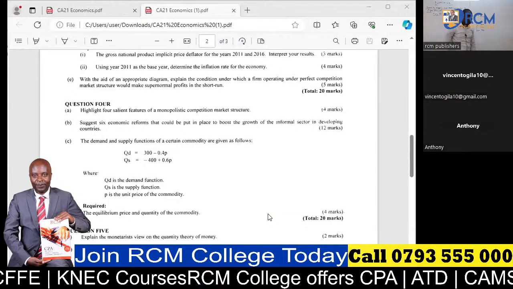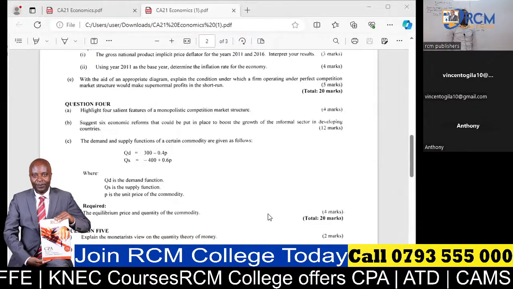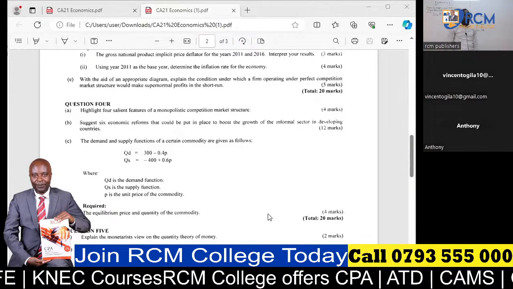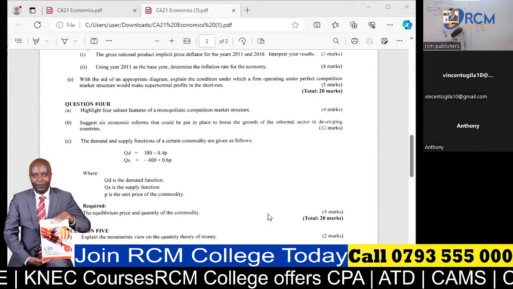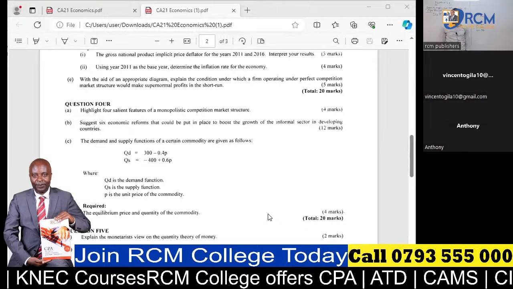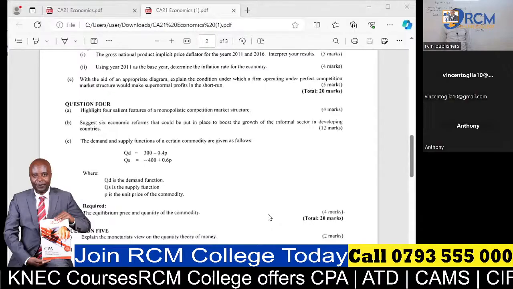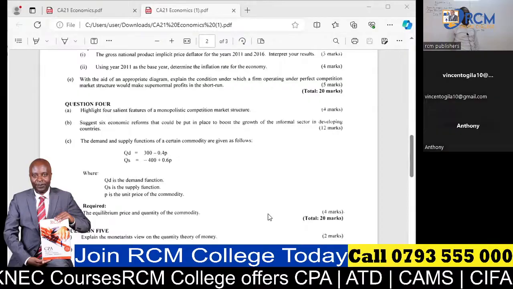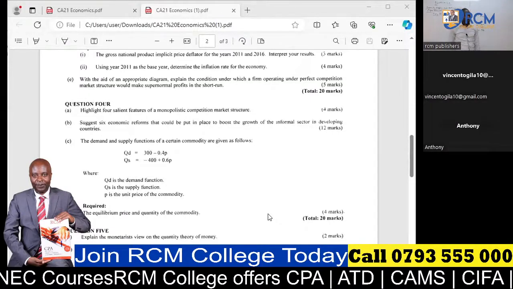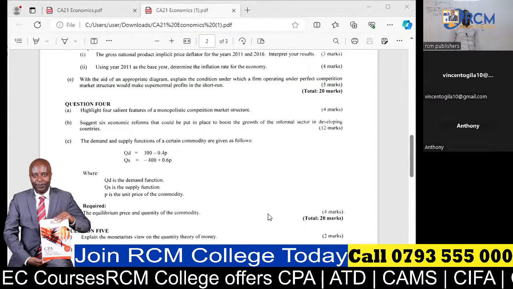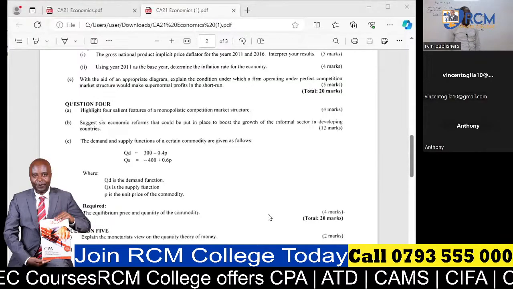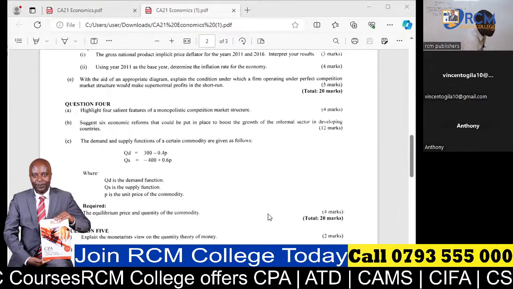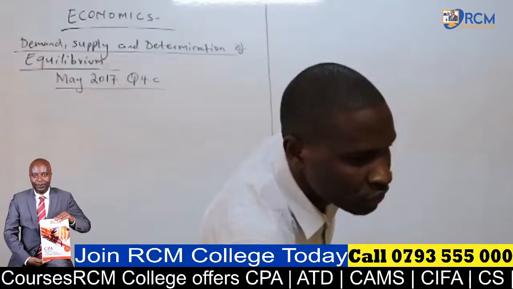The demand and supply function of a certain commodity are given as follows. Quantity demanded, or QD, is equal to 300 minus 0.4p. Quantity supplied is equal to minus 400 plus 0.6p, where QD is the demand function, QS is the supply function, and P is the price of the commodity. Required: the equilibrium price and quantity of the commodity. That is the question. So I have to stop sharing and continue with the solution.